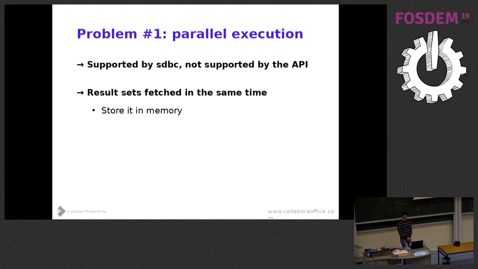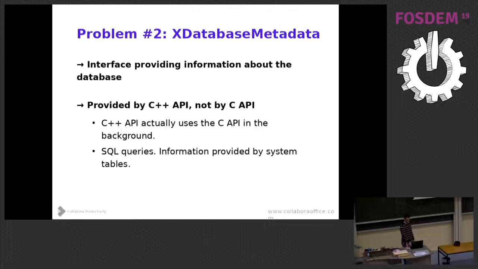Okay, and some other interesting problems I faced. One is parallel execution of more result sets. It's not supported by the C API, but supported by the SDBC. So what I did is to store the result in memory, and with that it can be queried later separately, and that way I can free the MySQL resource, and I can use it again. Okay.